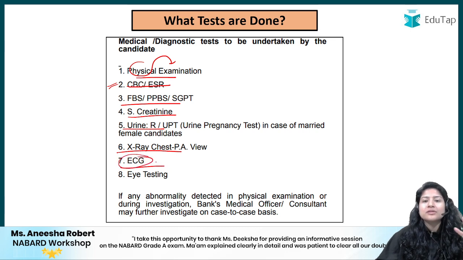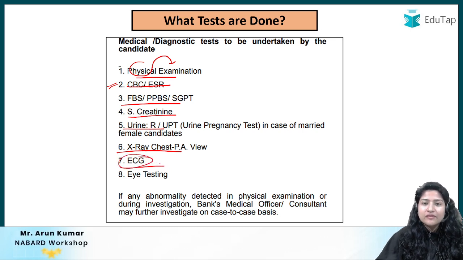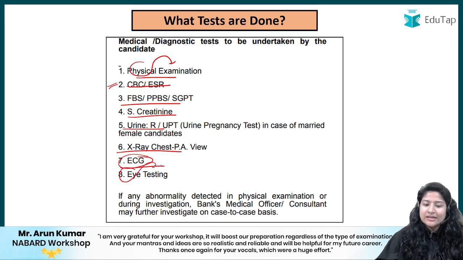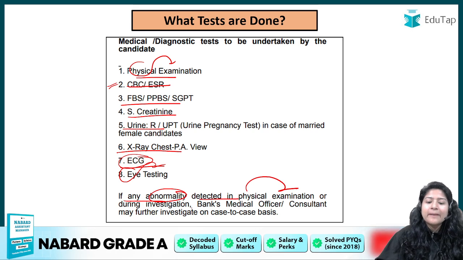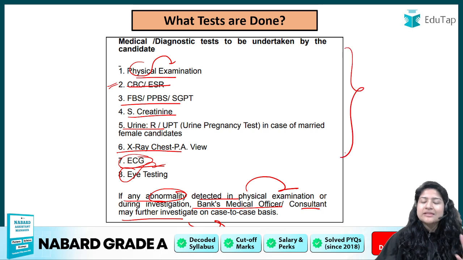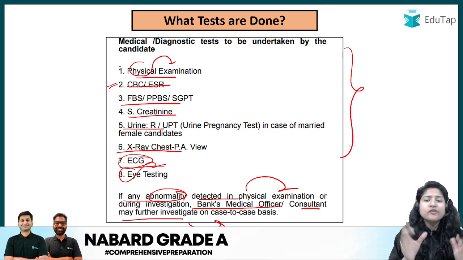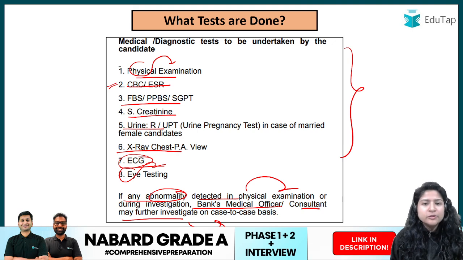ECG, that is to check your heart rate, right? If you are suffering from any severe heart condition or not. Eye test होता है, ठीक है? तो basic आपके क्या होते हैं, ये होते हैं, ठीक है? If any abnormality is detected in physical examination, बैंक मेडिकल ऑफिसर और कंसल्टेंट further investigate करते हैं, ठीक है? अब ऐसा होता है, for example मान लो if your hemoglobin is less, right, they are not going to reject you, right?